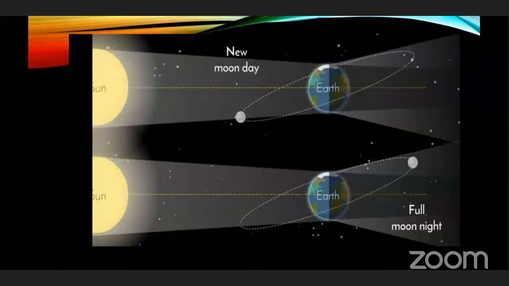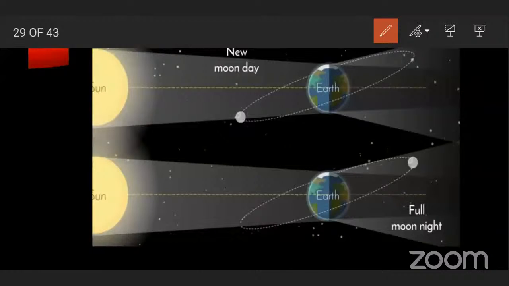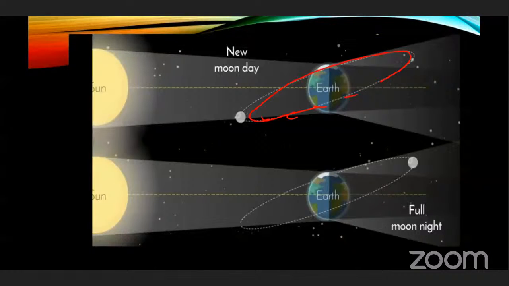But the moon's orbit is tilted at some angle. You can see here, the moon's orbit is like this. The moon revolves around the earth in this orbit, and it is tilted. So on every new moon day or full moon night, it is not possible for the sun, moon and the earth to come in one straight line. So on every new moon day or full moon night, we cannot see eclipses. Understood now?